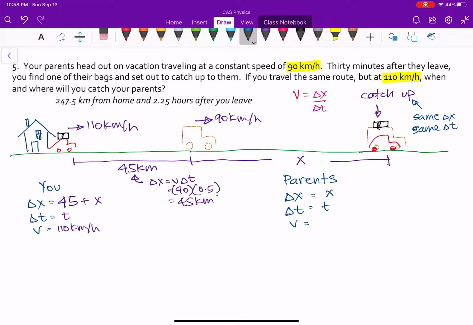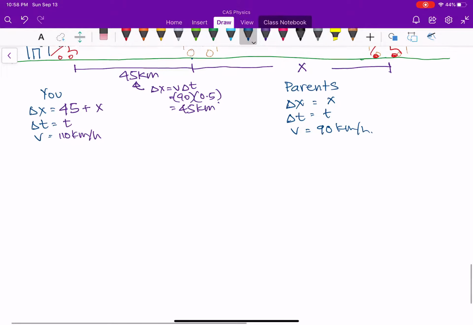So I'm going to say it takes them, they're also going at a time T, and they're traveling at a speed of 90 kilometers per hour. So this is how we're going to do this. We're just going to create equations here.